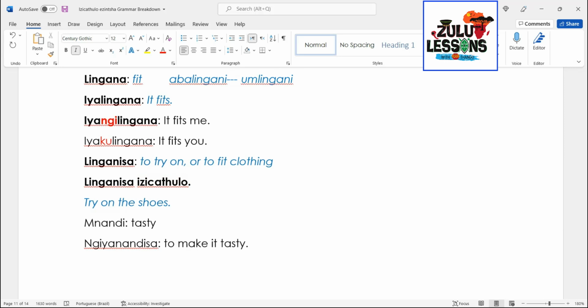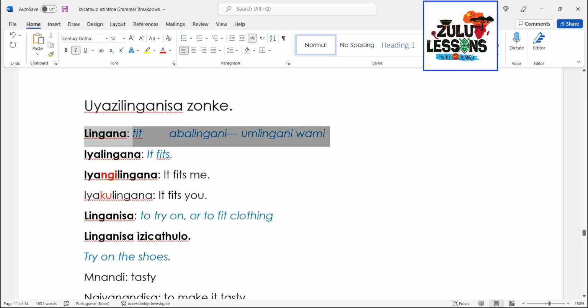What do we say it in English? I have no idea how you would say it in English. But anyway, umlingani wami is what my mother would say if she's speaking about my mother-in-law or my father-in-law. She would say umlingani wami, or if she's speaking about both of them, she would say abalingani bami. And they would also say the same about her. So that was another example, just to make sure that you understand the word lingana, which means to fit, but it also means to be equal.